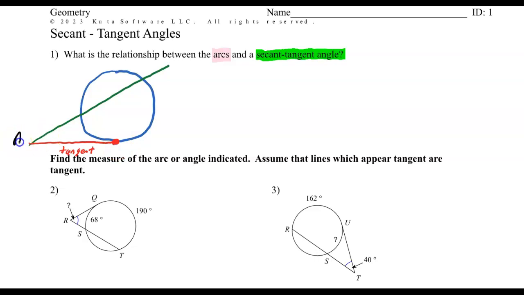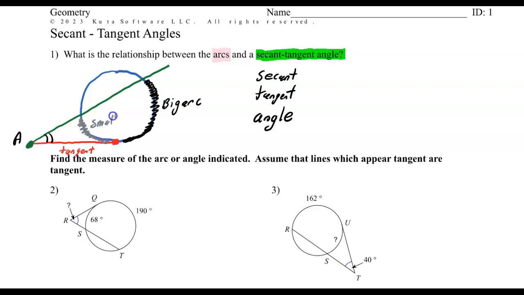And this angle, I'll call it angle A, is called the secant tangent angle. And notice that the vertex is on the outside of the circle. So this has the same relationship as the secant. You'll take the big arc, so we'll call this the big arc, and we'll subtract the small arc, call the gray one the small arc, and divide by 2.